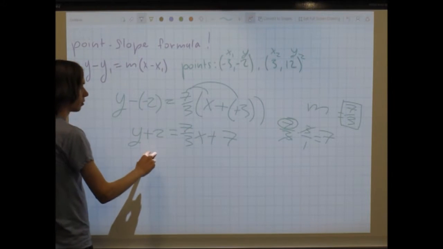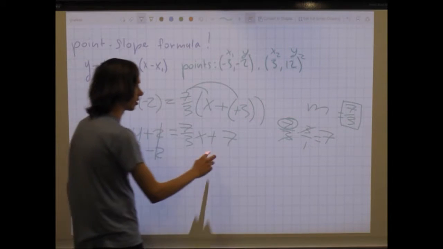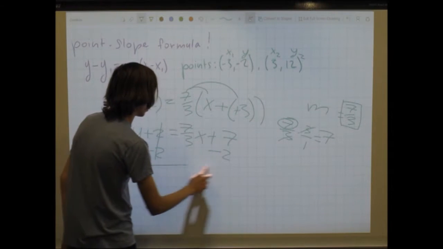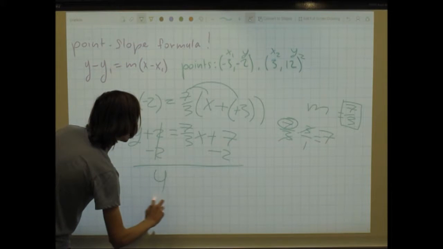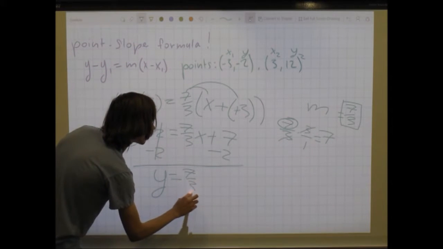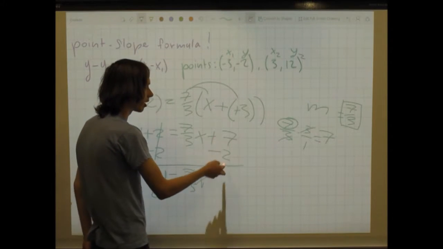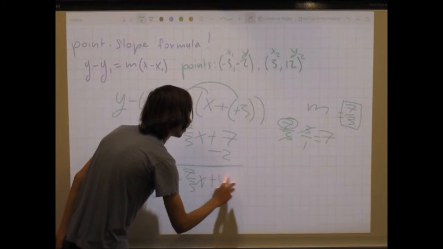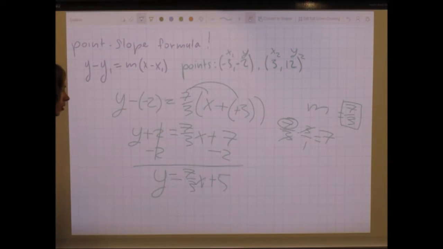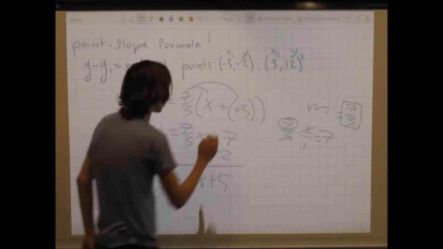And almost done. We just got to subtract the 2 on both sides so that we have the y by itself over here. And we end up with y equals 7/3 x. And then plus 7 minus 2 is just plus 5. So that would be the equation of our line.